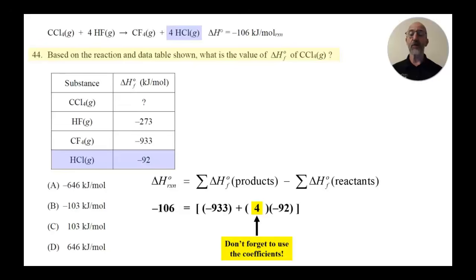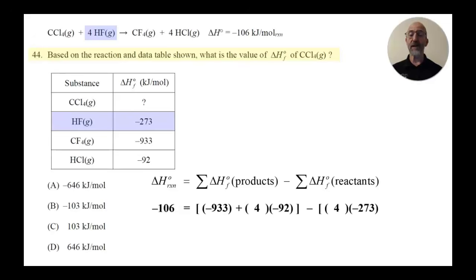Now I will focus on the reactants. So I have HF as one of the reactants, and that value is negative 273. Again, don't forget there's a coefficient, so it's going to be 4 times negative 273, and that's a reactant. Now the other reactant is CCl4, but since I don't know that value, I will just put that in as X. Okay, I have the correct setup for my calculation, but I still have to calculate the value of the enthalpy of formation for CCl4. So be careful not to make any careless errors, mathematical errors, errors with sign. So watch out for that.